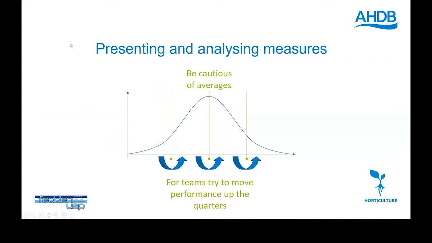Just a quick one about analysing performance and measures. Be a bit cautious of averages, as we tend to use averages quite a lot across teams. So we say the average of the team is this, or the average performance is this. What it doesn't tend to show is the outliers. So we are always keen to get people to think about the range of performance rather than just averages.